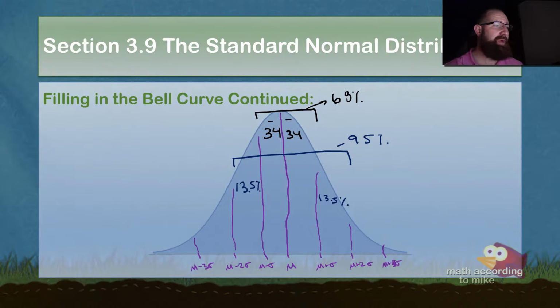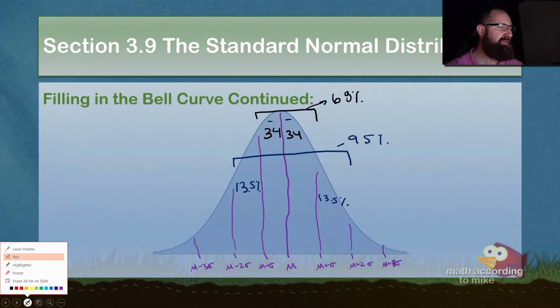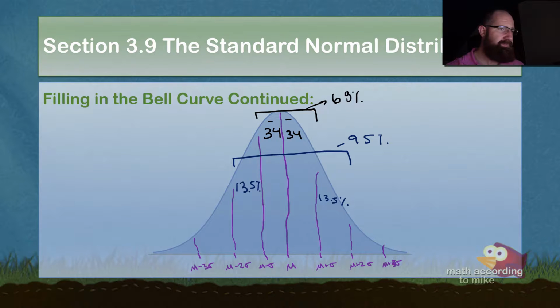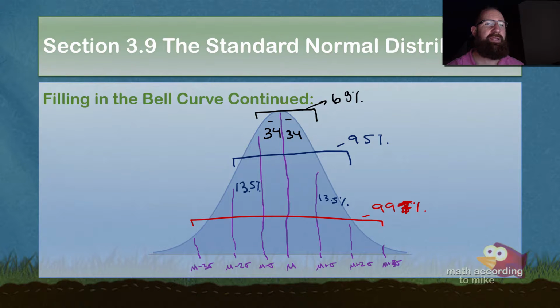Okay. And then we are told that 3 standard deviations from the mean add up to 99.7%. So from here all the way to here is 99.7%. Notice those 6 sections include the 95%. So if we subtract the 95 from the 99.7, that makes, what is that, 4.7? And then 4.7 divided by 2 is 2.35%.